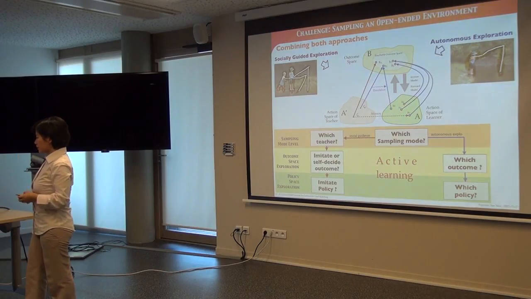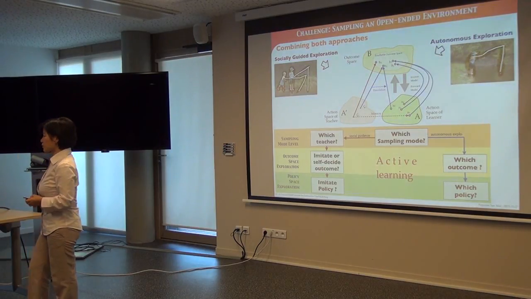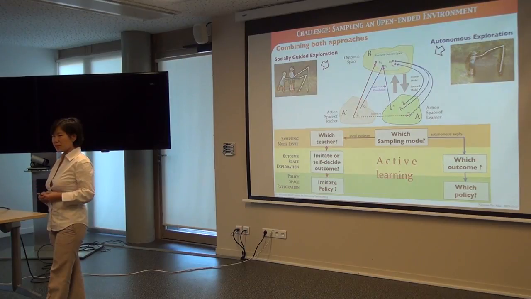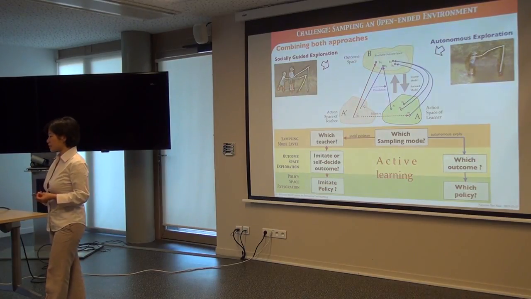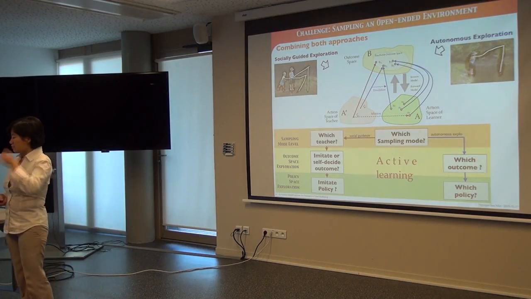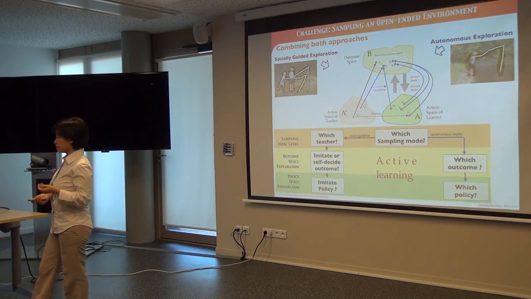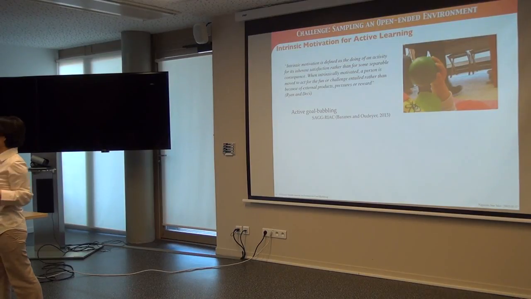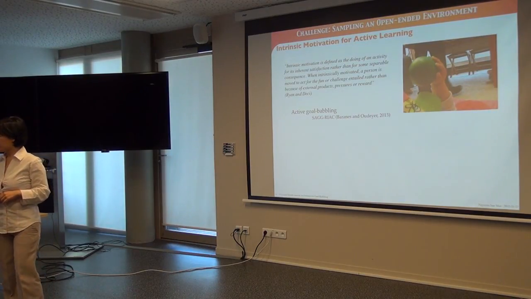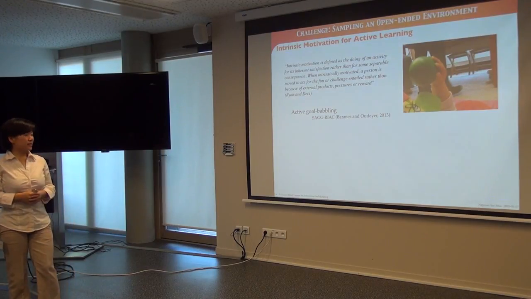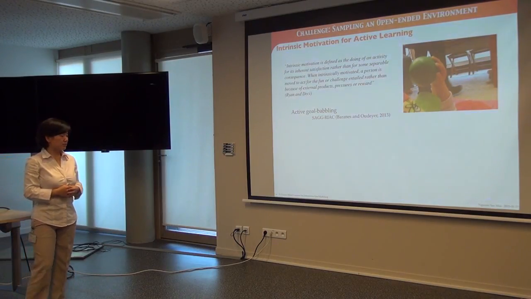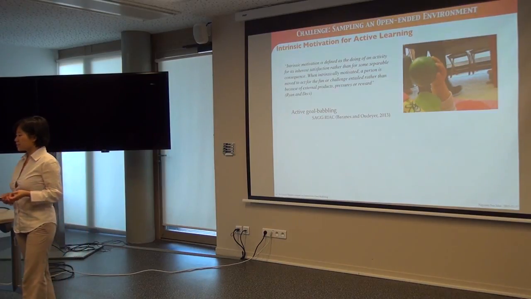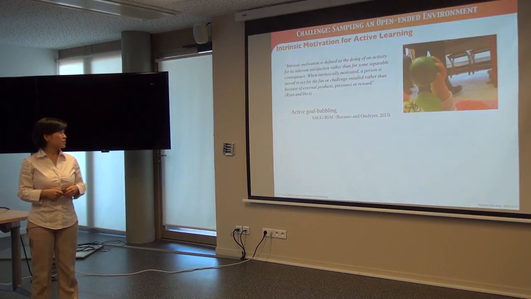So methods of active learning have enabled exploration to maximize expected learning progress and to evaluate that empirically. And this leads to a meta-exploration problem addressed with, like, the bandit algorithms. So in our work, we use intrinsic motivation for active learning. So intrinsic motivation, also referred to as artificial curiosity, is defined as the doing of an activity for its inherent satisfaction rather than some separable consequence.